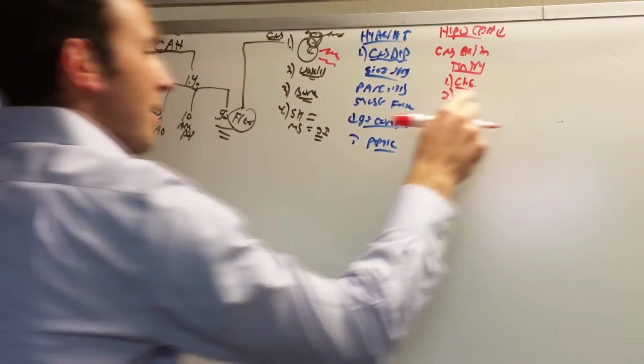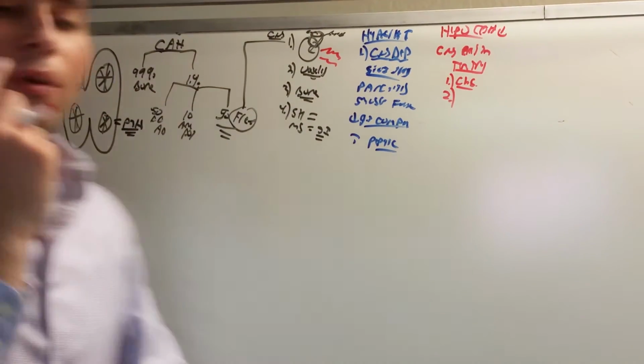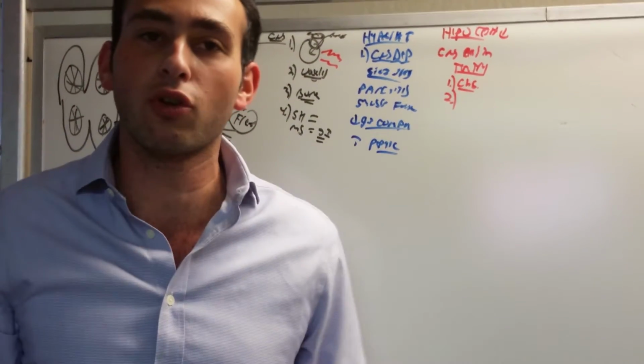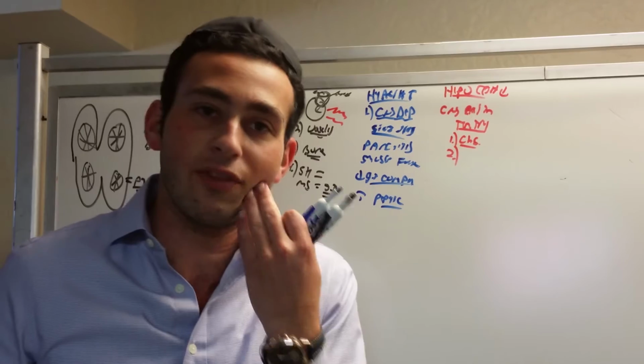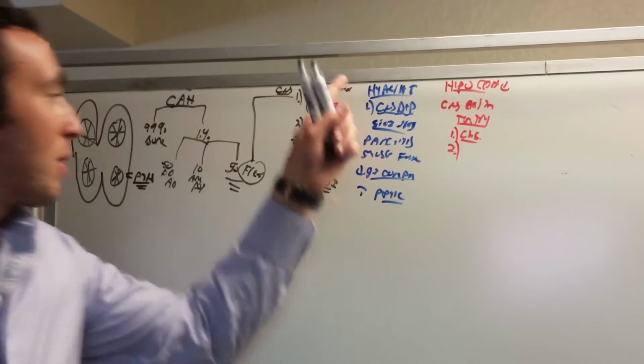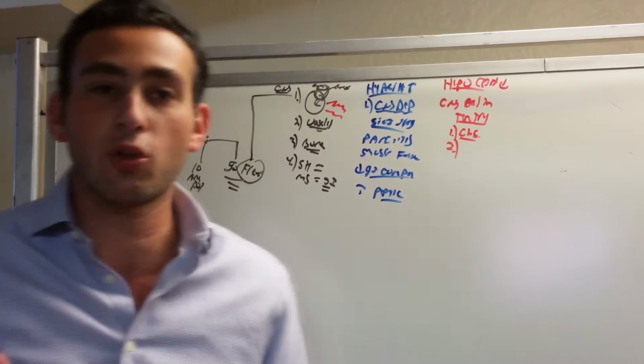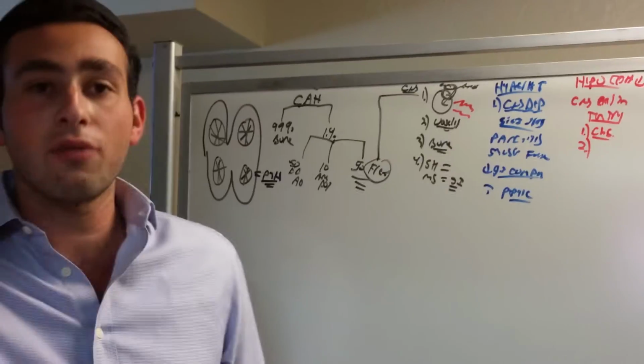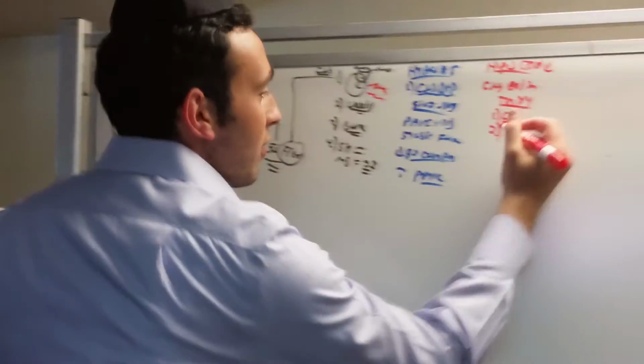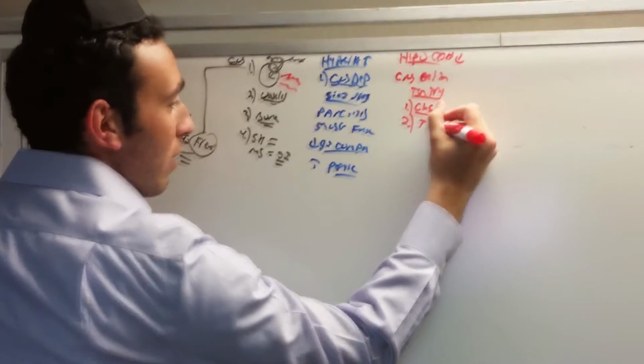In Chvostek sign, if you touch the patient's facial nerve, because the facial nerve is so sensitive, we're going to have a crazy depolarization, so the entire facial muscles are going to start twitching when you touch it. The second sign is known as Trousseau sign.